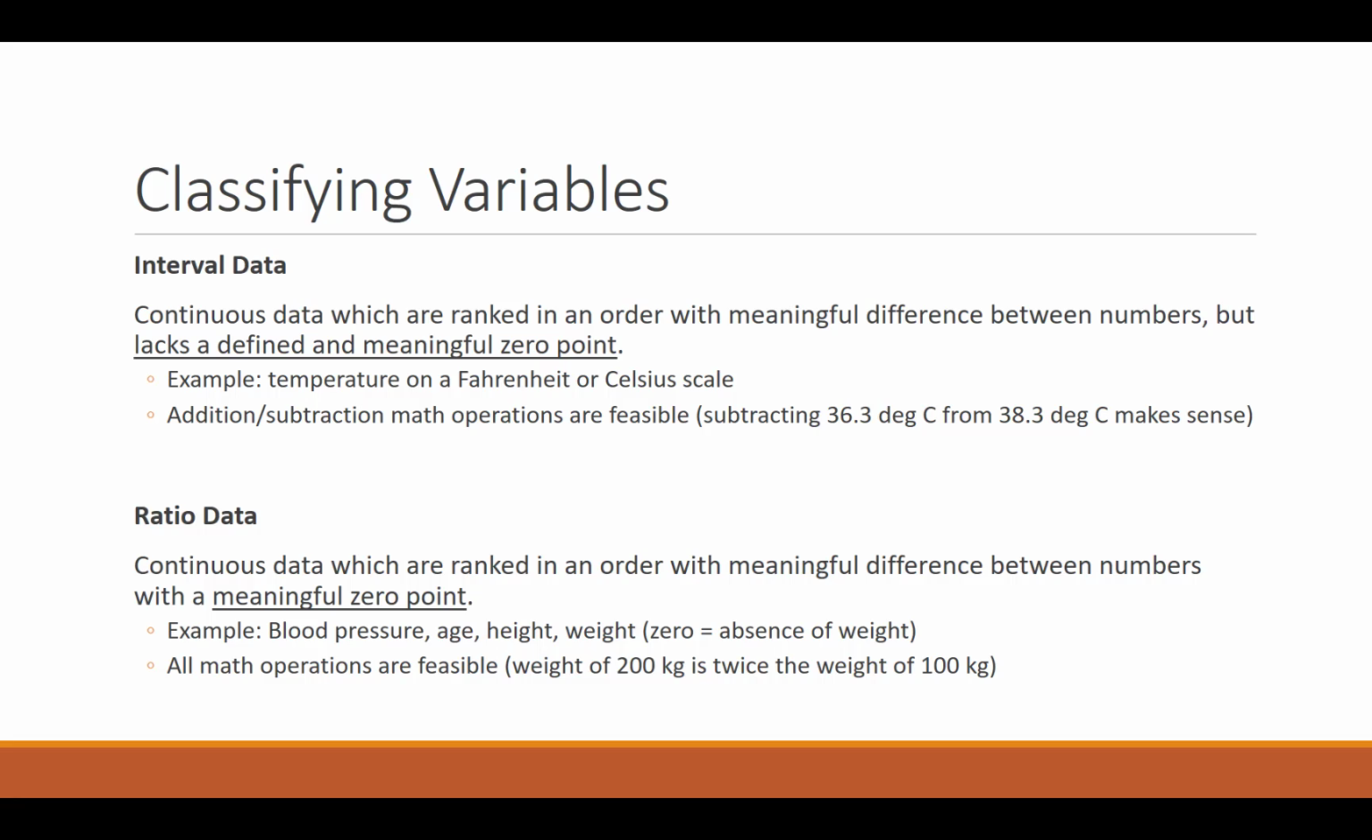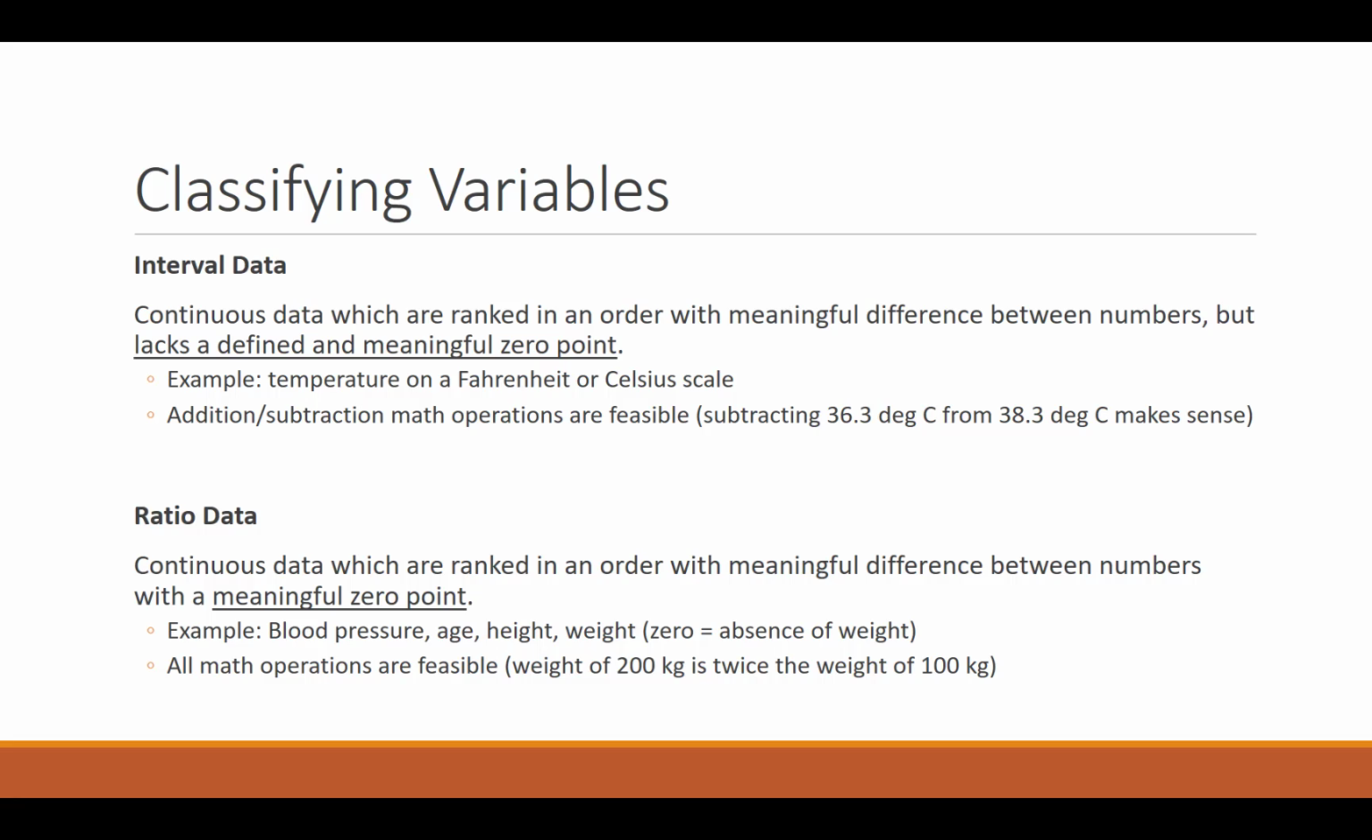However, the 0 point for Fahrenheit and 0 point for Celsius aren't meaningful in any sort of natural or biological way. There's still different temperatures below 0, so -10 is a feasible temperature. So 0 is not an absolute in this situation. The other type of continuous data that we'll talk about are ratio data.